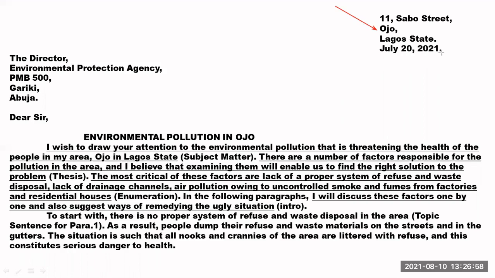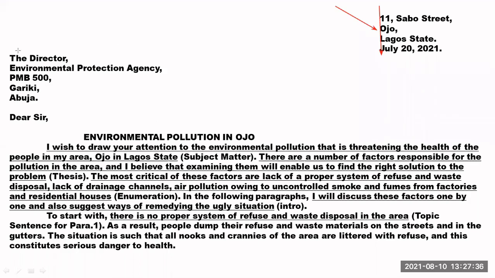Now, in writing this kind of address, here we have used what is called the block style, which you can see is on a vertical line. If you are writing probably a friendly letter, then you can use the slanting form, but it is not acceptable to use the slanting form for an official or formal letter. All right.